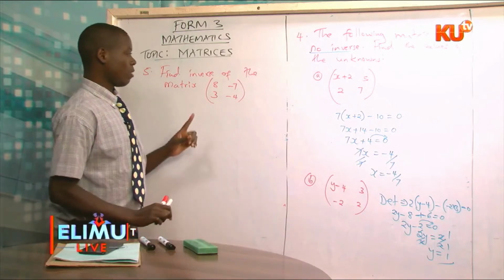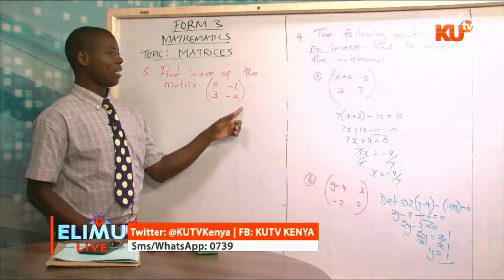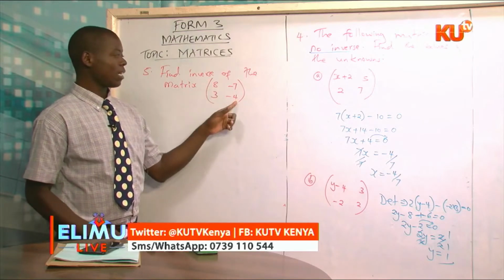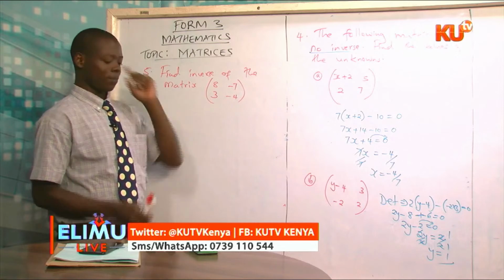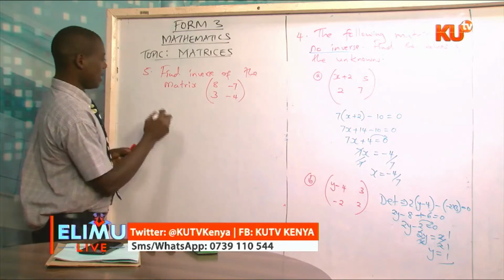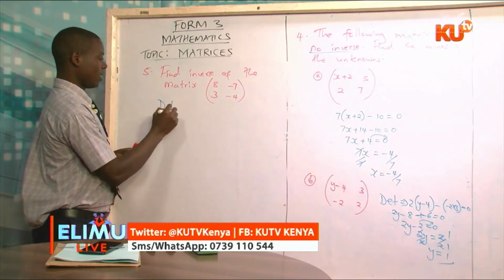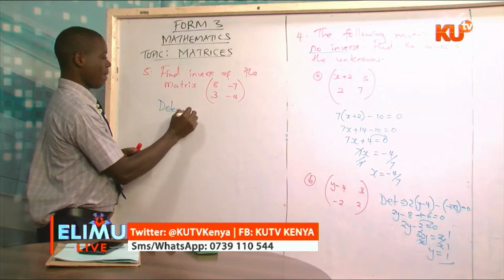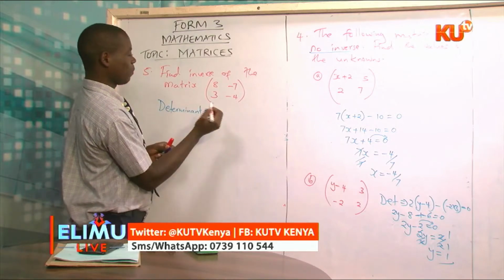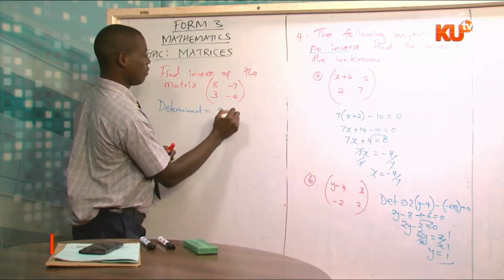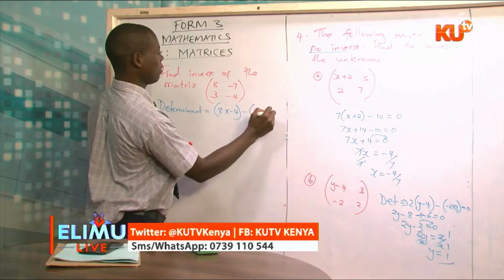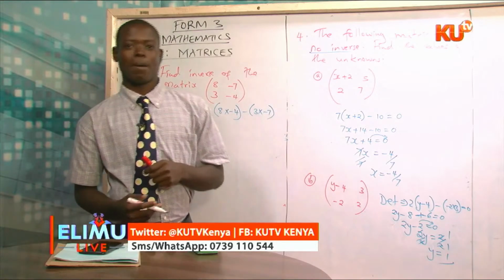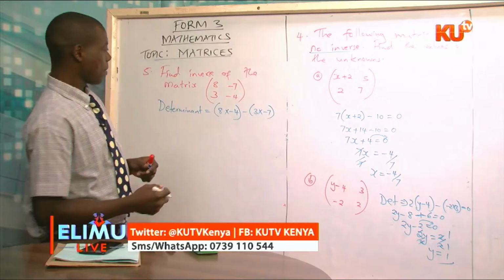The students should now be able to tell the elements. The leading diagonal is 8 and negative 4. The other diagonal is 3 and negative 7. Therefore, our determinant will be equal to 8 times negative 4 minus 3 times negative 7.